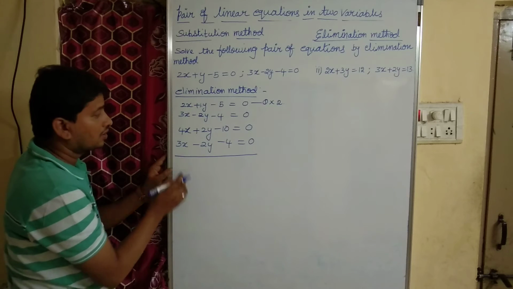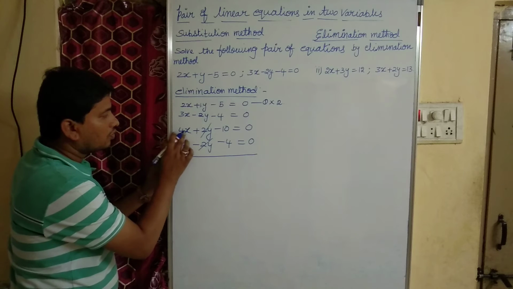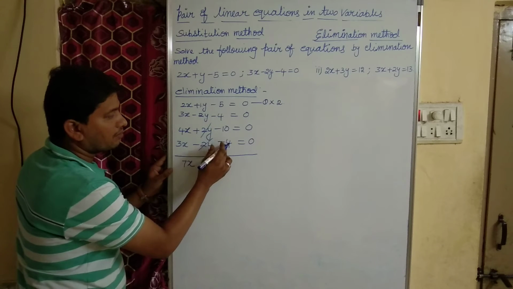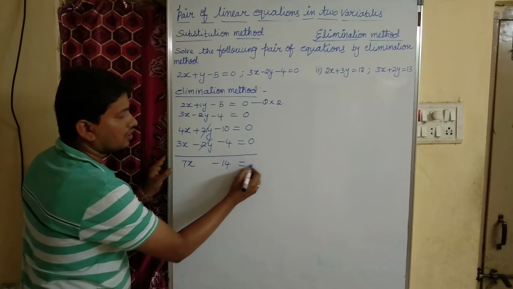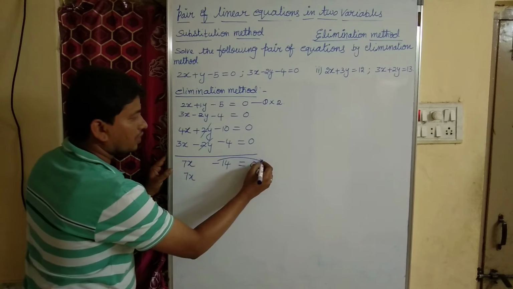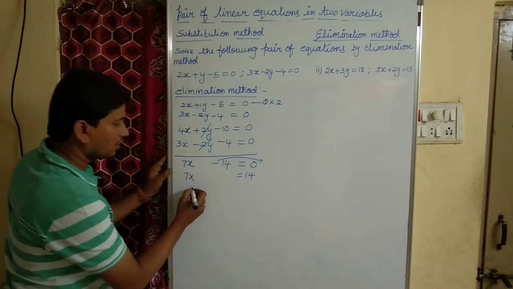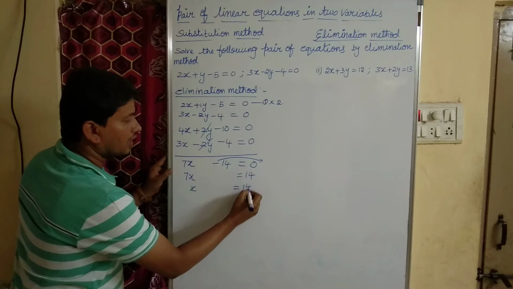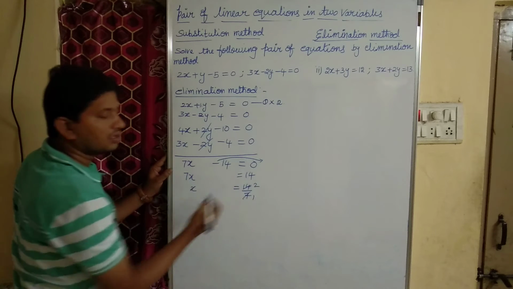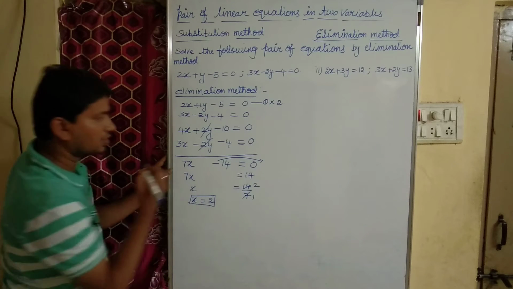Here we are adding, right? So +2y and -2y get cancelled. 4x + 3x is equal to 7x. -10 - 4, that is -14, equal to 0. So 7x - 14, you transpose, it will become +14. So 7x = 14, therefore x = 14 divided by 7. As in the 7 tables, 7 ones are 7, 7 twos are 14. So what is the value of x? We got the x value as 2.